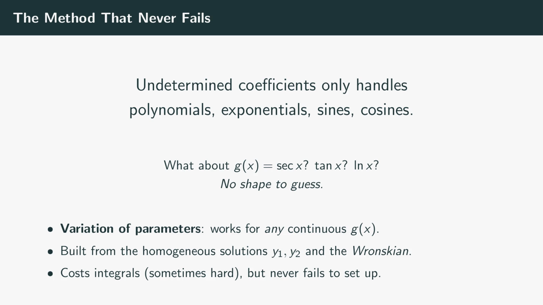the guessing strategy falls apart, because differentiating those functions just keeps spawning new shapes you would have to guess all over again. Today we build the method that has no such restriction, variation of parameters. It works for any continuous forcing term whatsoever. It is built directly from the two homogeneous solutions and a determinant called the Wronskian. The price is that you have to evaluate a couple of integrals, and sometimes those integrals are genuinely hard, but the method never fails to set up. When nothing else works, this is the tool you reach for.